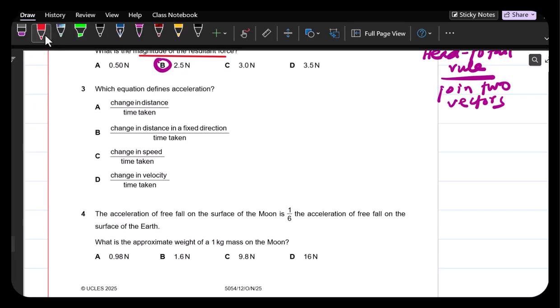Question 3, which equation defines acceleration? You know, acceleration is change in velocity with respect to time. So it is going to be option D, change in velocity divided by time taken.